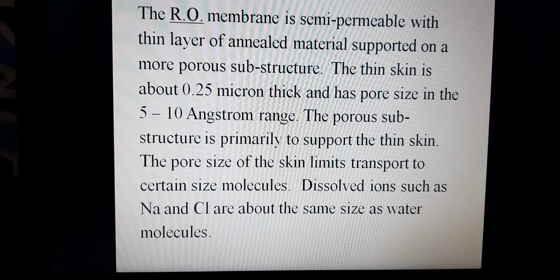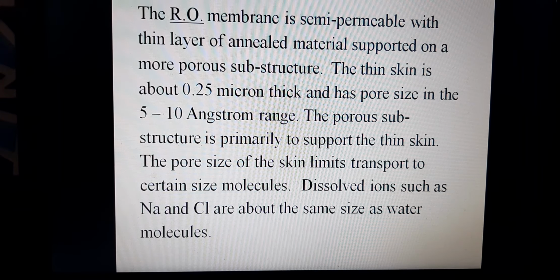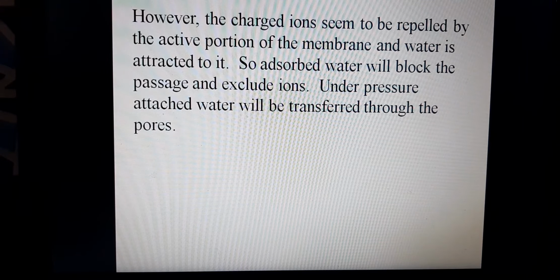So the RO membrane is a semi-permeable membrane with a thin layer of annealed material supported on a more porous substructure. The thin skin is about 0.25 micron thick and has a pore size in the 5 to 10 angstrom range. The porous substructure is primarily to support the thin skin, and the pore size of the skin limits transport to certain sizes of molecules. Most of the dissolved solids such as sodium and calcium are about the same size as the water molecules, so they can be separated through this particular membrane.